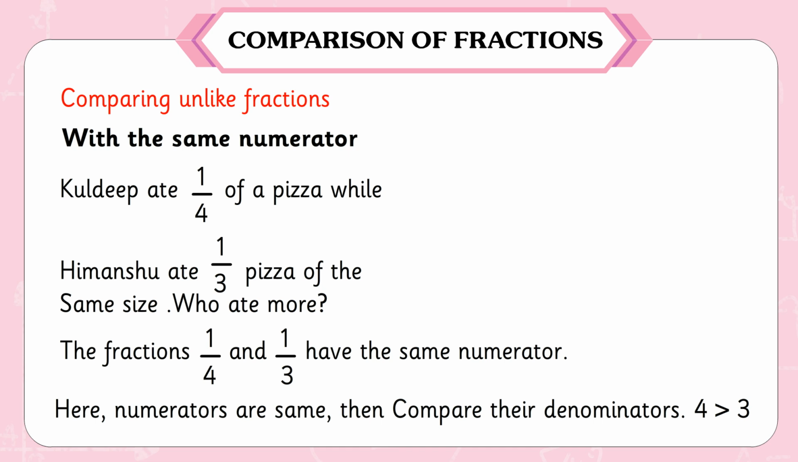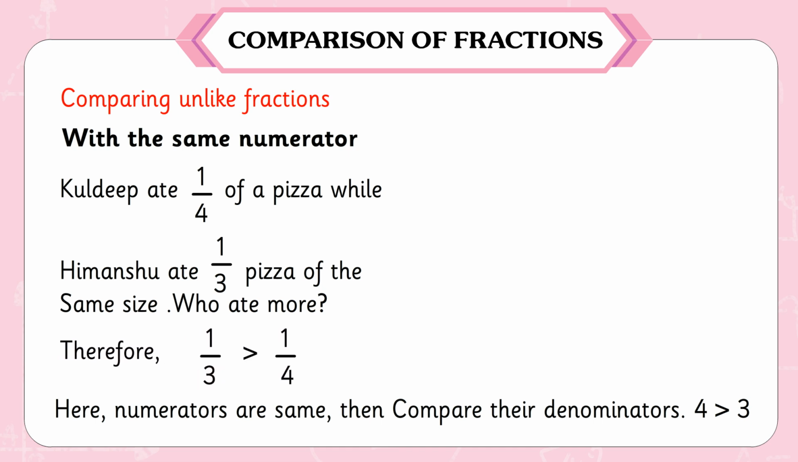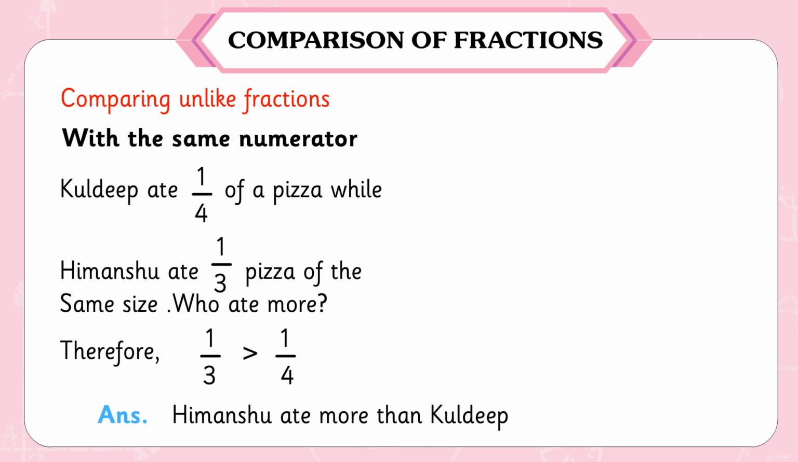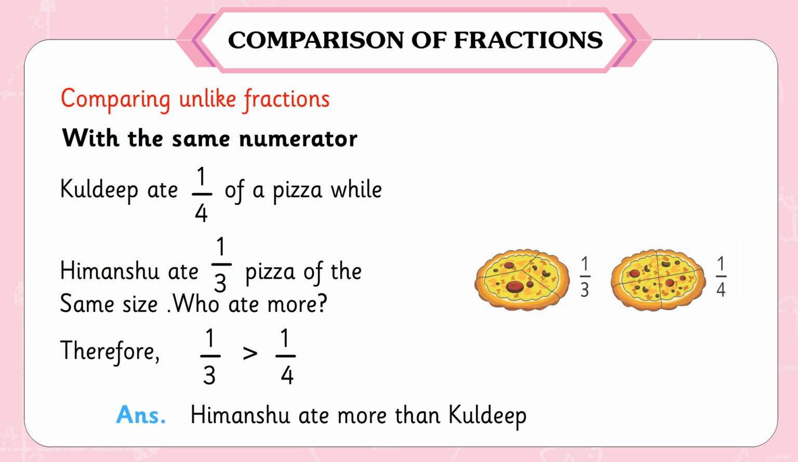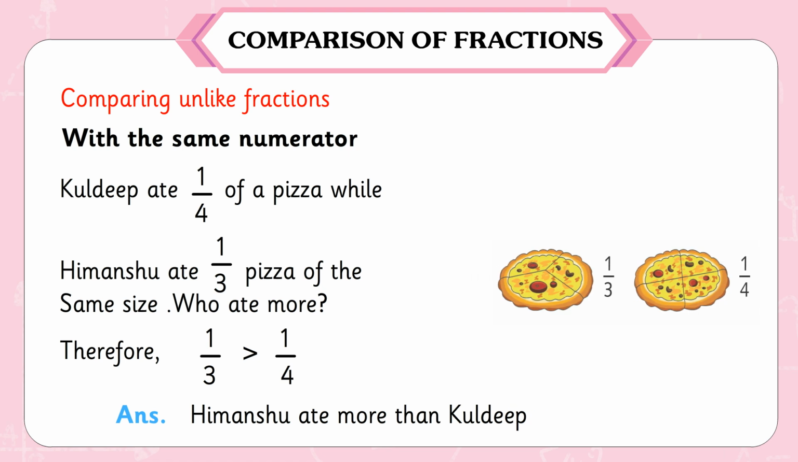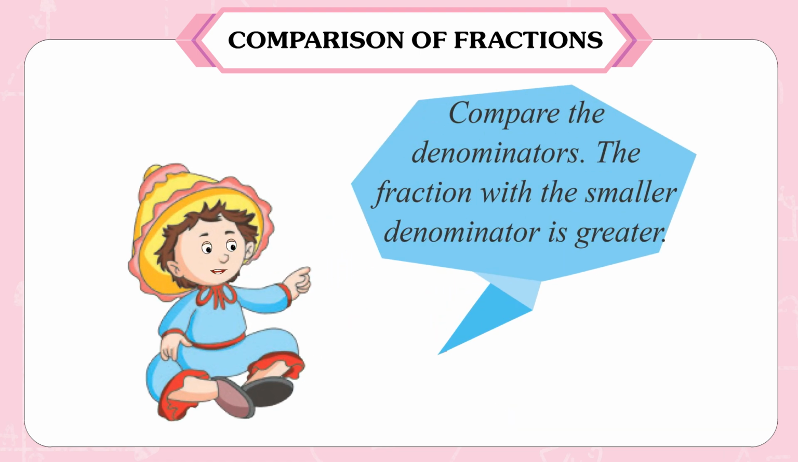4 is greater than 3. Therefore, 1 by 3 is greater than 1 by 4. Answer. Himanshu ate more than Kuldeep. 1 by 3, 1 by 4. Compare the denominators. The fraction with the smaller denominator is greater.